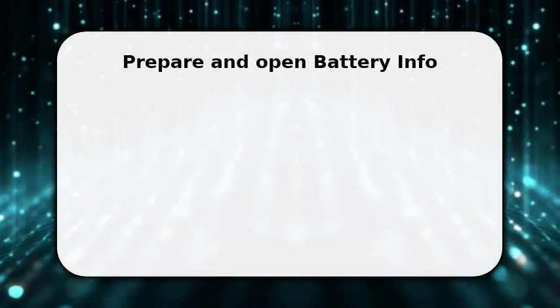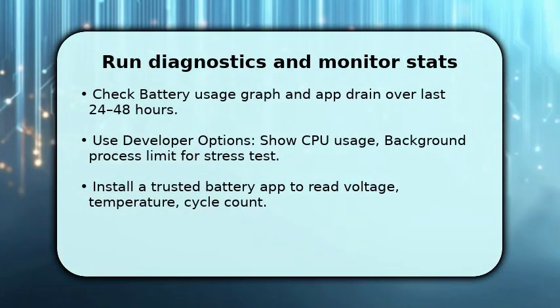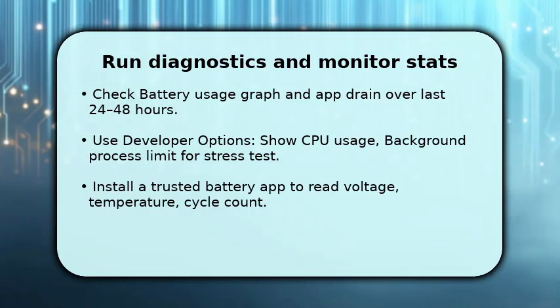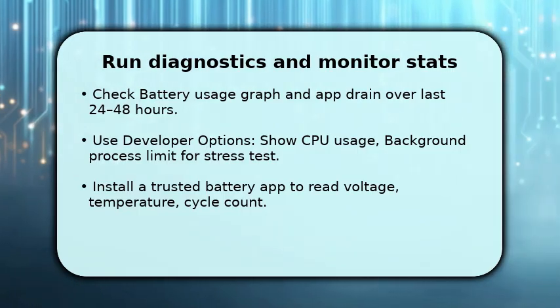You now run diagnostics and observe behavior while the phone is active. Start by reading the battery usage graph to spot high drain apps. This explains why capacity appears low.